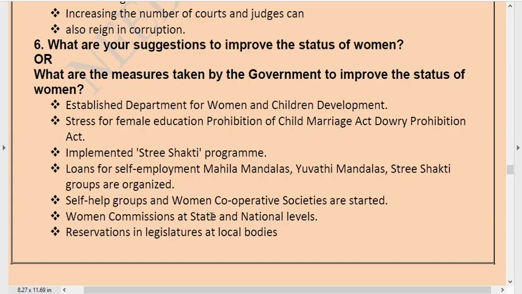Self-help groups and women's cooperative societies were started. Women's commissions at state and national levels. Reservations in legislature and local bodies.